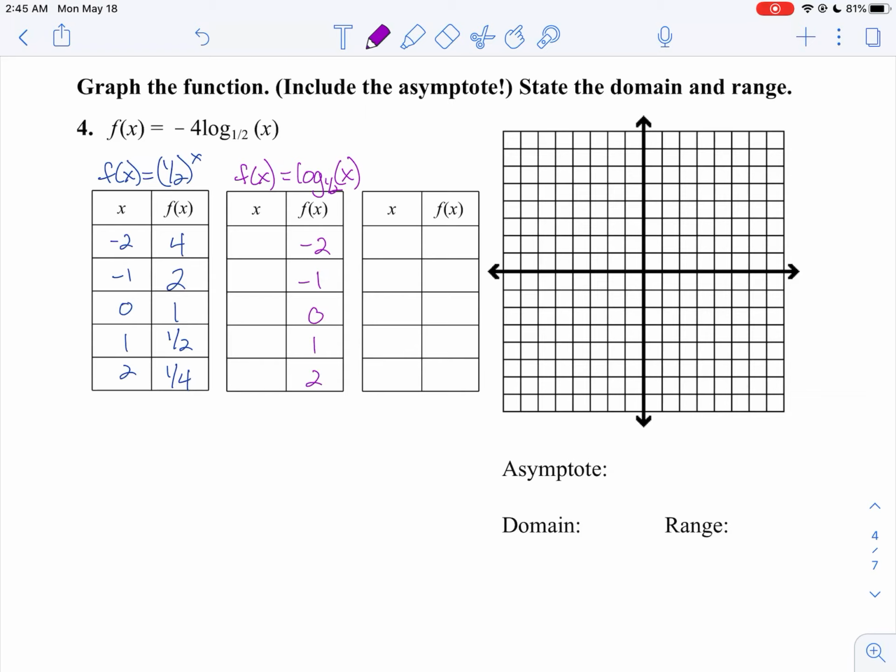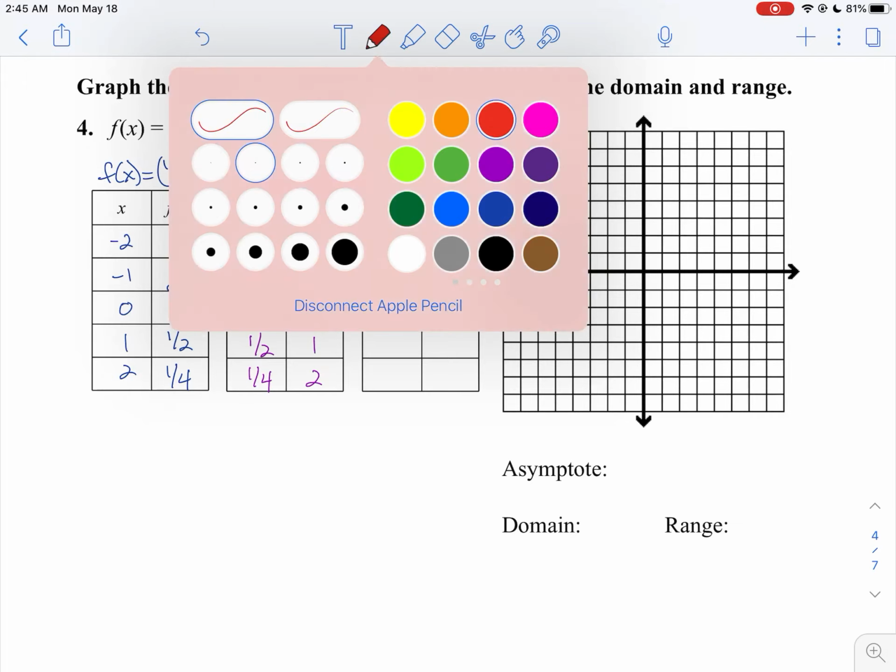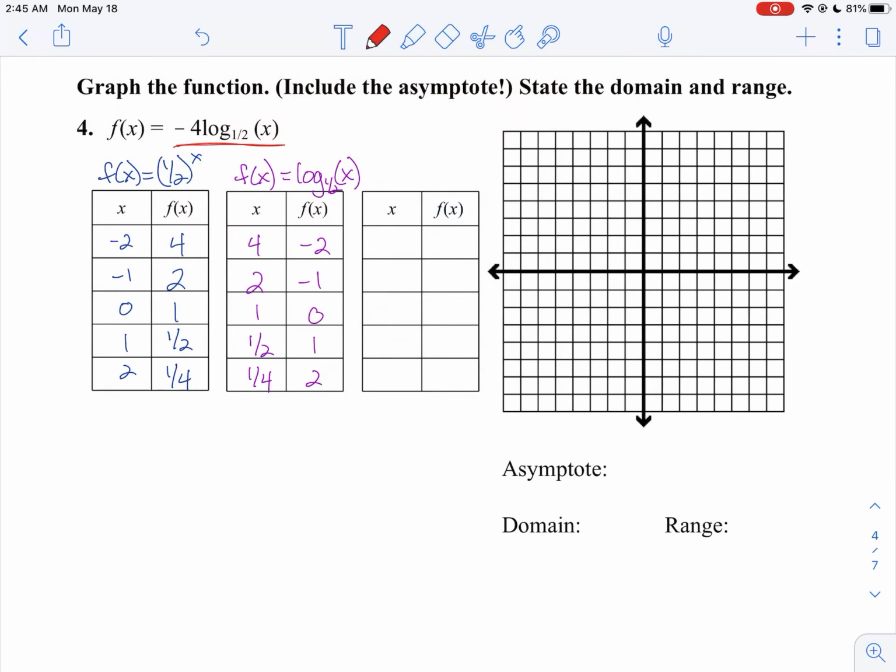And my f of x values are going to become my new x values. So log base 1/2 of 4 is -2. Log base 1/2 of 2 is -1, and so on. Okay? But I'm not going to graph that one either. What I want to graph is this function that they gave me.